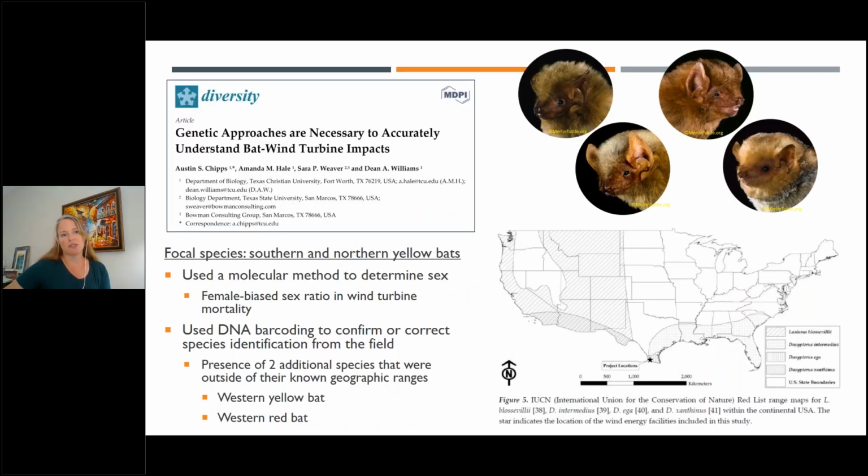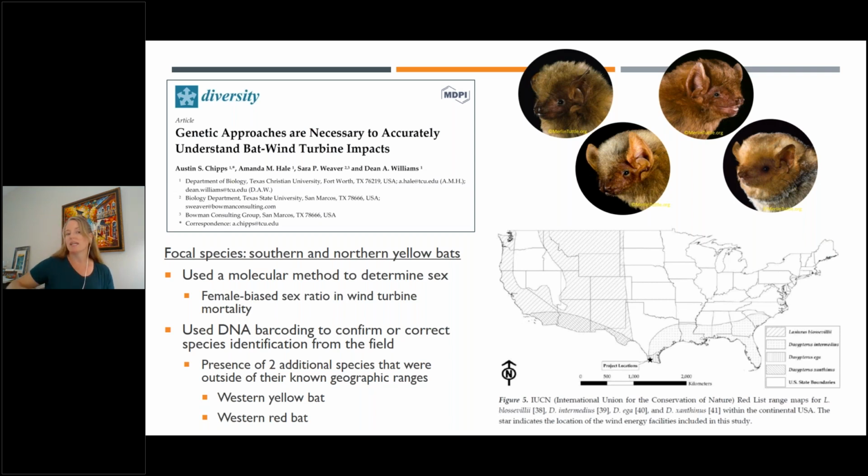So in this paper shown here, Chipps et al., they applied these techniques to a data set from wind energy projects down in far south Texas, where that star is located in the map, in the Rio Grande Valley. So the focus of this study was initially on documenting fatalities in southern and northern yellow bats. The northern yellow bat is the top bat shown on the right over there. And we used a molecular method to determine sex, and what we found was a surprise.